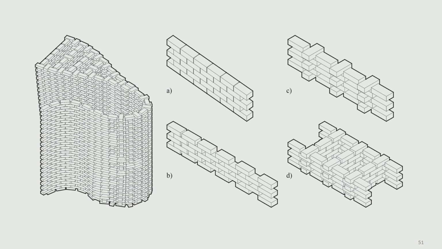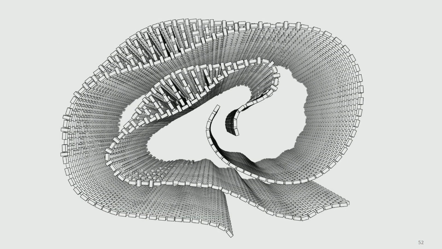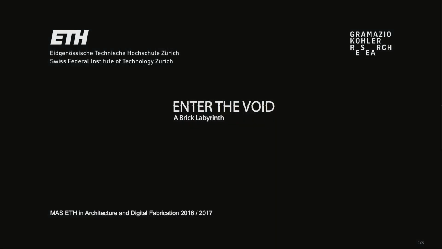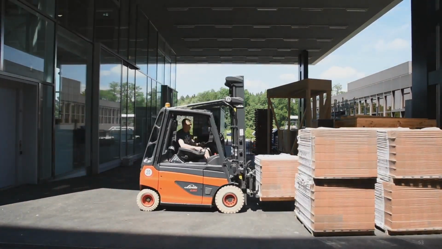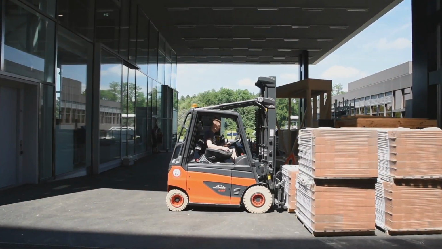So this could be adjusted to help achieve stronger leaning walls. This resulted in a spiraling labyrinth that was leading a visitor through the different qualities of the brick bonds. I'm not going to touch the video, but the robotic fabrication process directly influenced the design, of course.